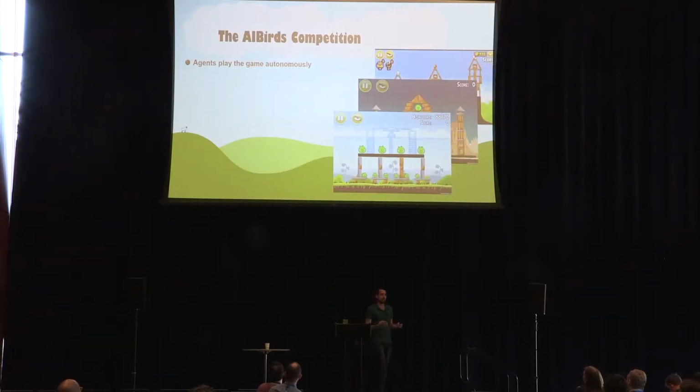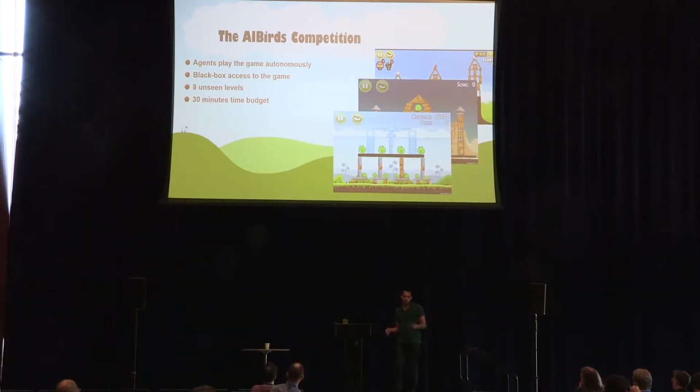So our motivation for this paper was the AI Birds competition. This is an annual competition of autonomous agents that play the game. It takes place in IJCAI every year. The agents have black box access to the game, same as human players. To evaluate their ability, they are given 8 unseen levels that the competition makers present to the agent for the first time, and a total budget of 30 minutes to solve the levels. So the utility that the agents get during the competition is the maximized sum of best scores of each level. An agent can play a level as many times as it wants, but only the best score counts, and you sum up all of these scores for each level and get your total utility.